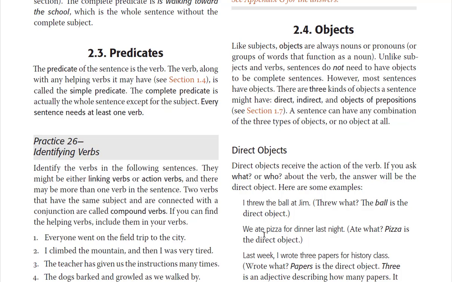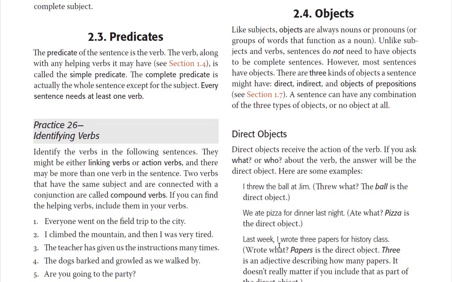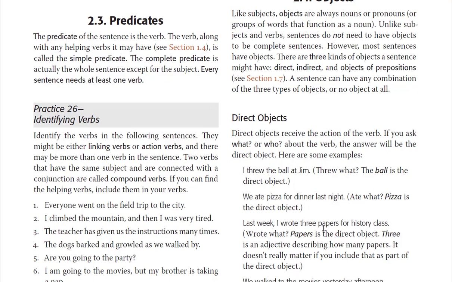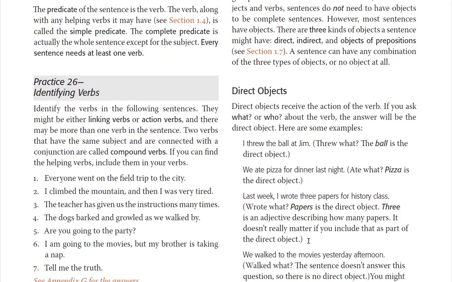We ate pizza. What did you eat? Pizza. So pizza is the direct object. I wrote 3 papers. What did you write? 3 papers. Papers is the direct object.